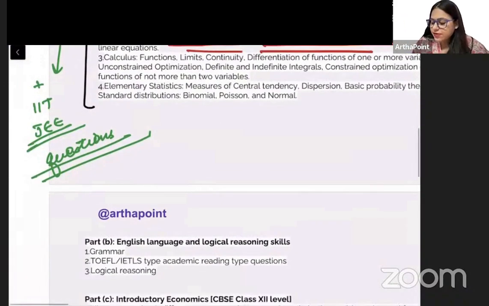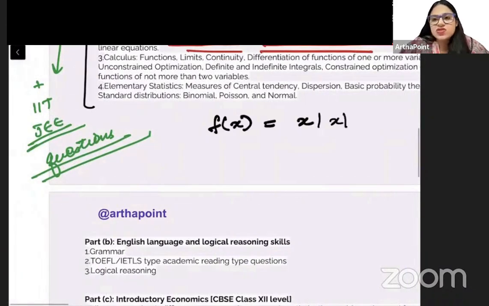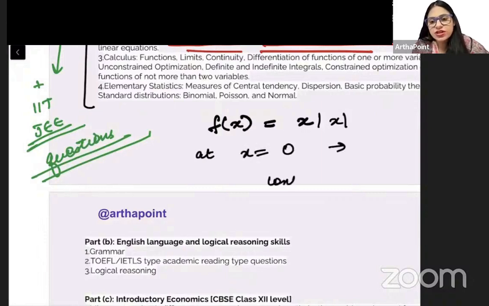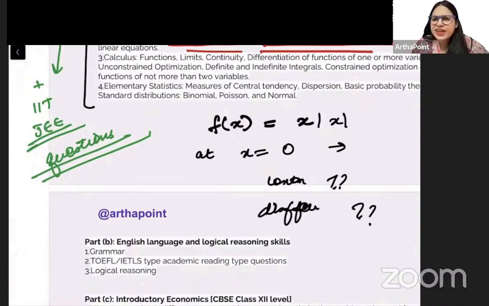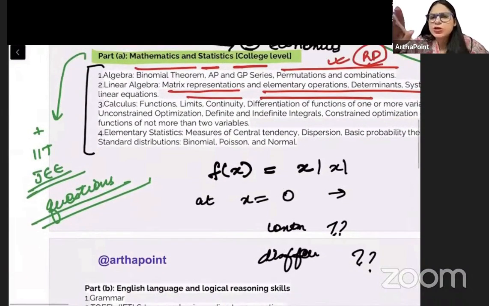Just for example, if I give you a function which is x mod x, then I will ask you: at x equal to 0, is the function continuous? Is the function differentiable? And you need to tell me that. Such basic things will come in the exam, and you need to know very well the properties of continuity and differentiability that can be asked in the exam.